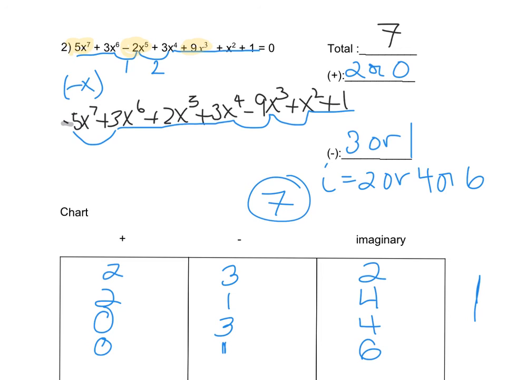2 of them could be positive, or 0 could be positive. 3 could be negative, or 1 could be negative. 2 or 4 or 6 could be imaginary. So basically when I solve this problem, I would find out there's going to be some imaginary numbers in it.